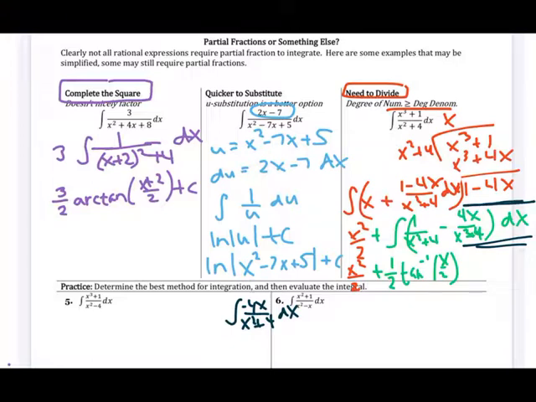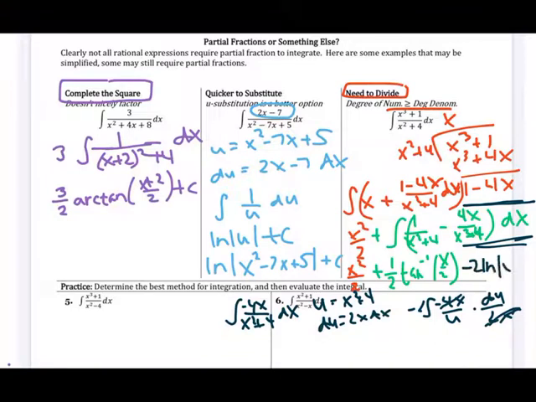So I'm going to take this piece that I'm kind of surrounding with black, and I'm going to work on it down here. I'm out of space a little bit. I'm going to let u equal x squared plus 4, so du equals 2x dx. So that integral is going to become the integral of negative 4x over u times du over 2x. So this 2x is going to divide out with this negative 4. So I'm going to have negative 2 natural log of u, which was x squared plus 4, plus c.